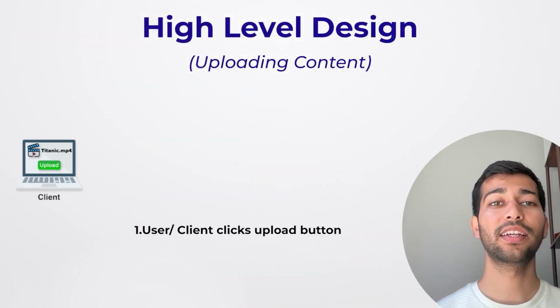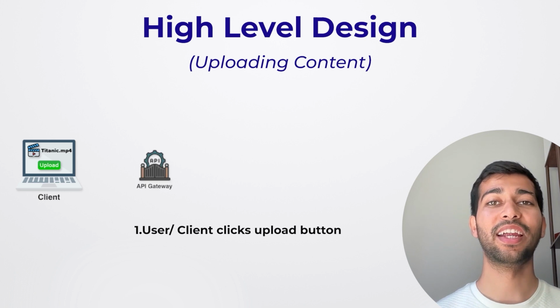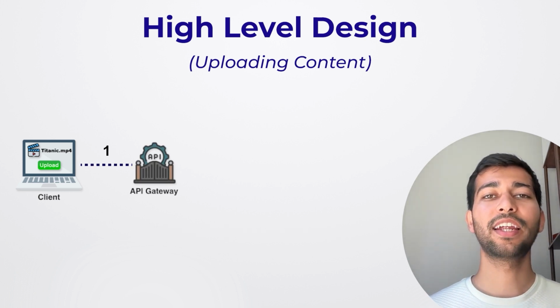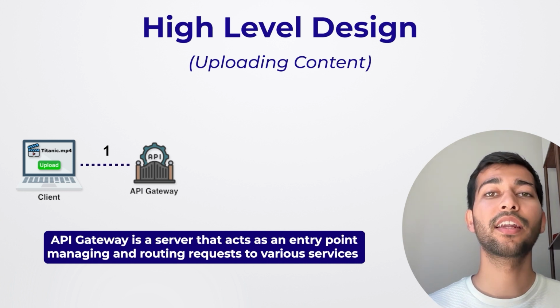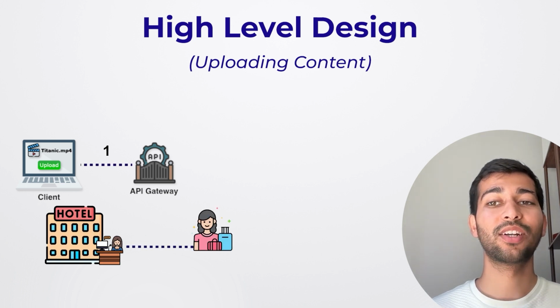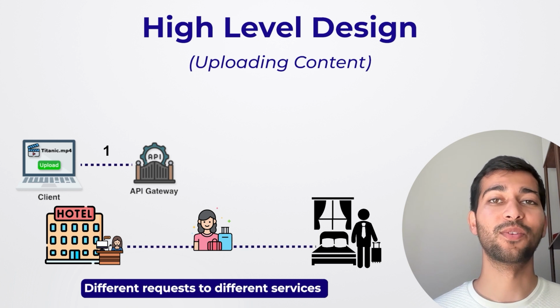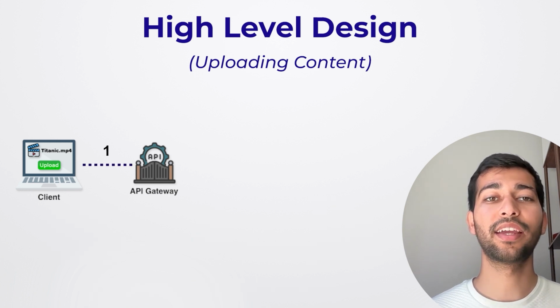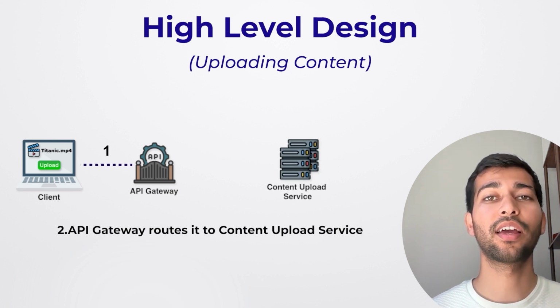When the user clicks the upload button, the first request goes to the API gateway. You can understand an API gateway like a server that acts as an entry point, managing and routing requests to various services. It's like a receptionist at a hotel who directs guests to the right rooms, in this case different requests to different services. So when the request comes to the API gateway, it routes it to the content upload service via a load balancer.